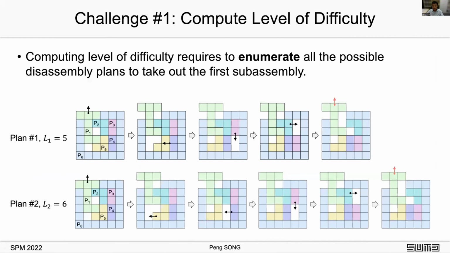There are 3 challenges to design high-level interlocking puzzles. The first challenge is how to compute the level of difficulty, which is the minimum number of moves to take out the first subassembly. This requires enumerating all possible disassembly plans to take out the first subassembly. Look at this example. Given the same puzzle, we have 2 different plans to take out the first puzzle piece in green color. And the top plan has a smaller number of moves by moving the yellow and blue pieces together.